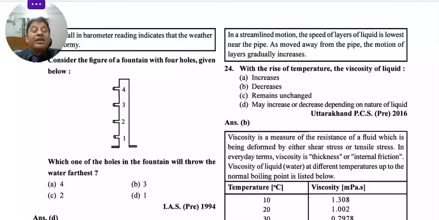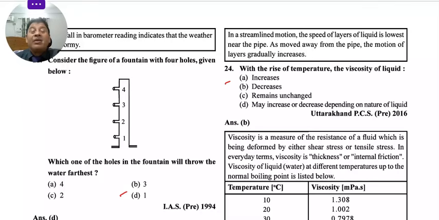Consider the figure of a fountain with 4 holes given below, say 1, 2, 3, 4. Which one of the holes in the fountain will throw the water farthest? Looking at 4, 3, 2, 1, from hole 1 the water will go quite far, remember. Right response is D.